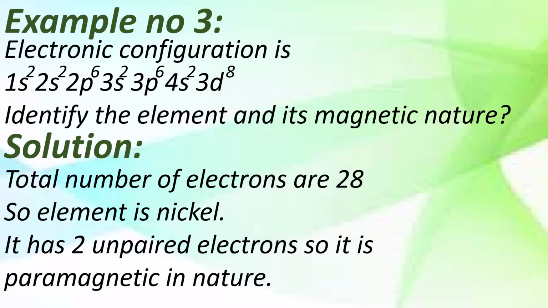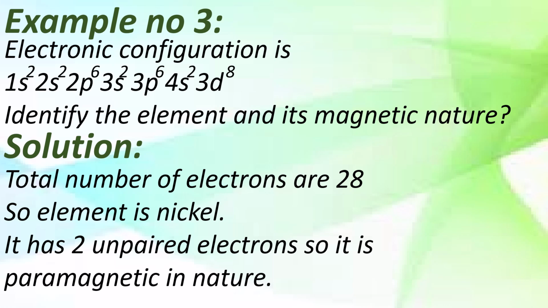We will calculate total number of electrons: 2, 2, 6, 2, 6, 2, 8. It becomes 28. So 28 is the number of electrons, and neutral atom proton is also 28. So the element is nickel, a transition metal.